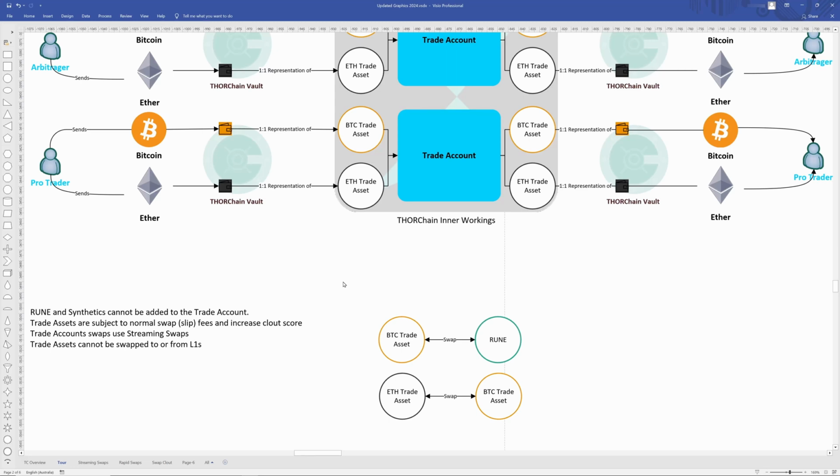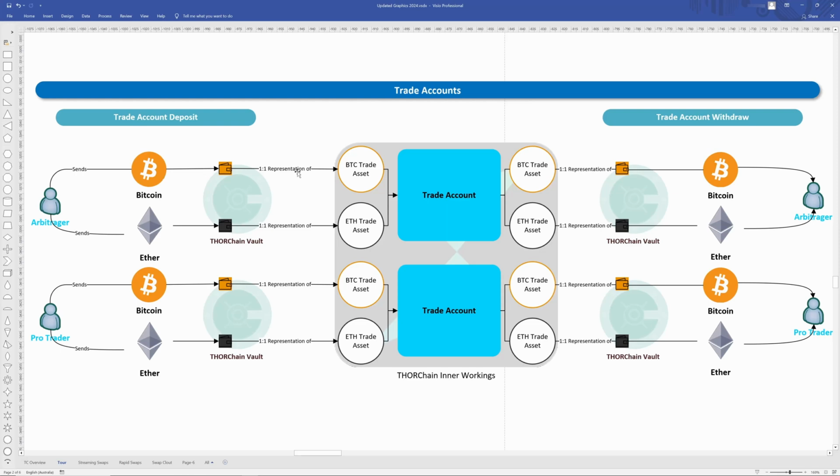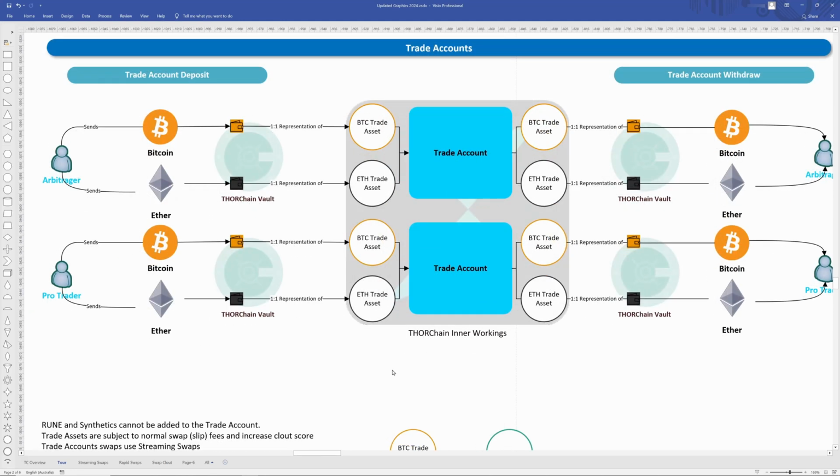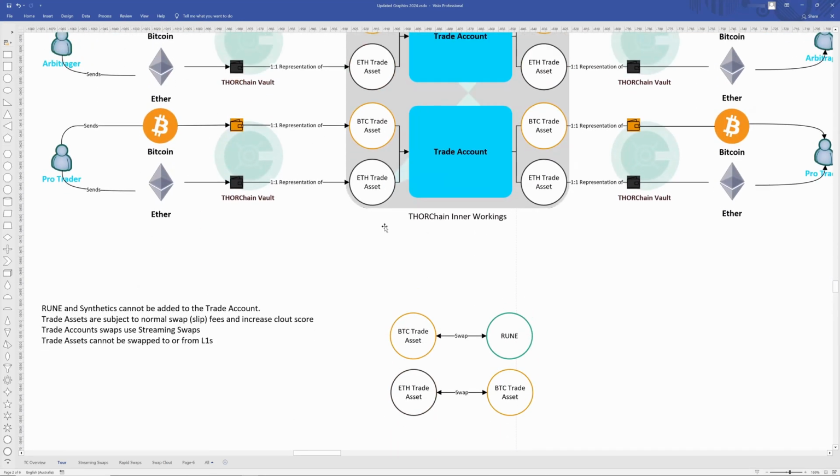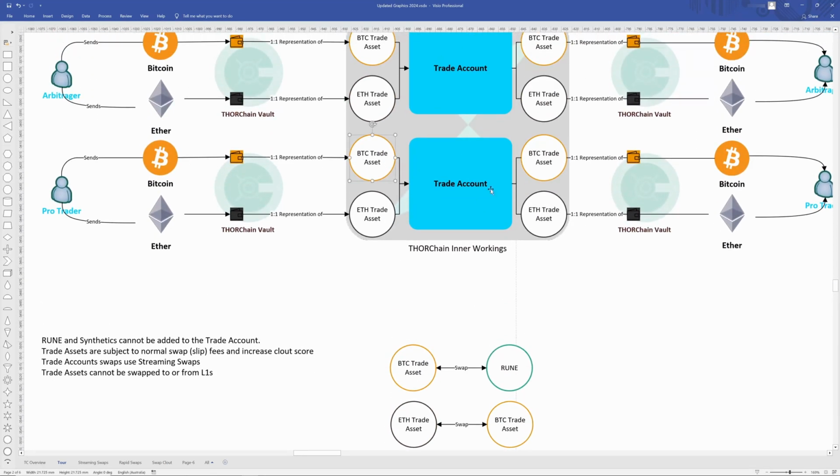Trade accounts use streaming swaps just like any other swaps. And trade assets cannot be swapped to or from L1s. And this is again another difference from synthetics. They must be added and then go through the withdrawal process, which is the exact opposite of the deposit process. The other thing with swapping is that when you swap with the trade asset, so you're swapping one trade asset to another trade asset, the trade assets reside within the trade account.